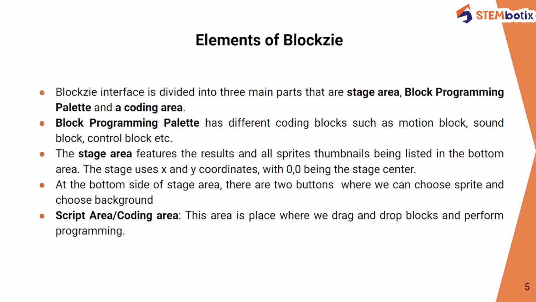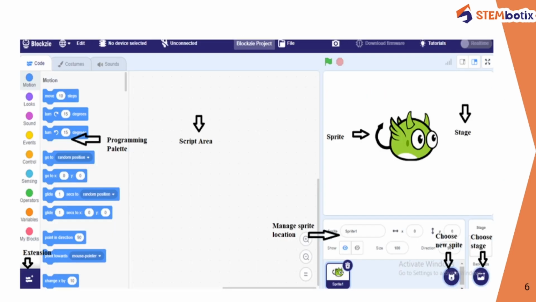Then after, there is a script area or coding area. This area is the place where we drag and drop blocks and perform programming. So this was all about the three main parts of your Blockzie interface, which are the block programming palette, stage area, and coding area.